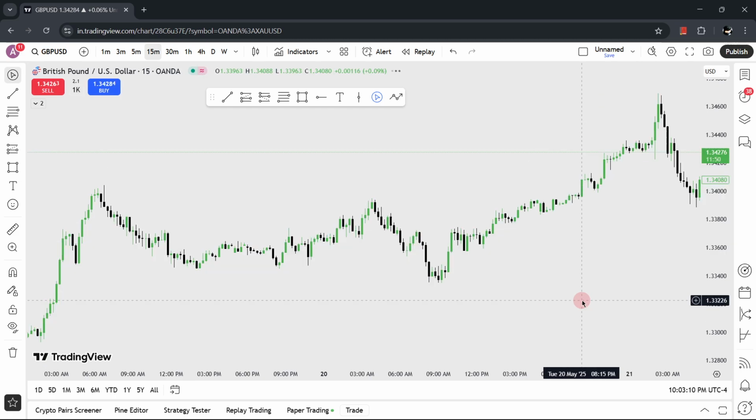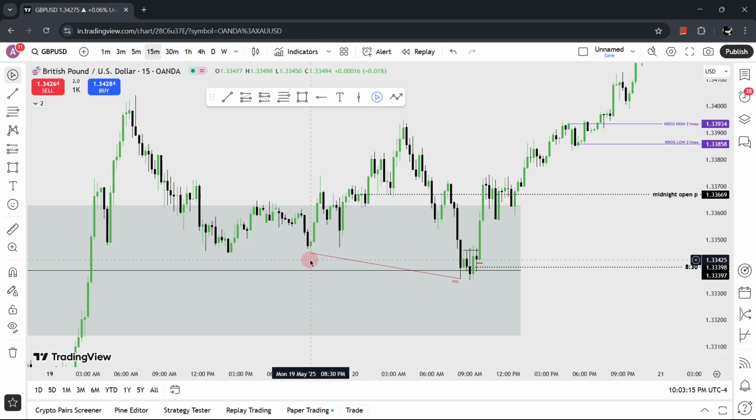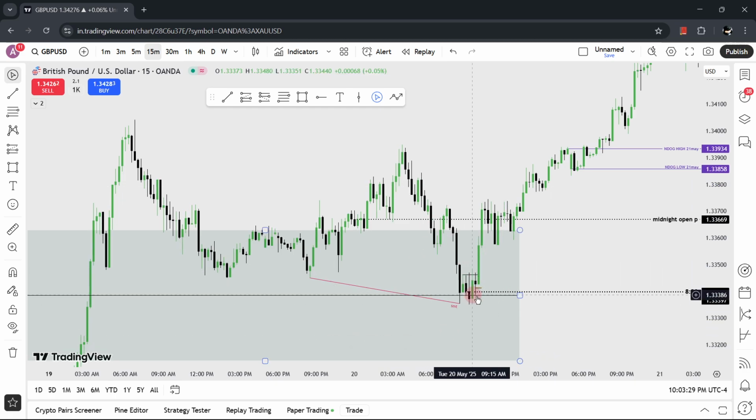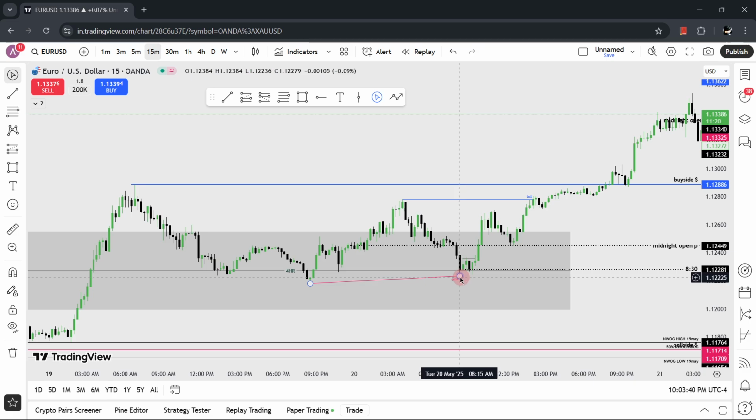I think you see this was the 8:30 low Monday. This was the 8:15 low on Tuesday, or today, the 20th. So basically what we are looking at here is that this low was taken out in GBP, but that same low was not taken out in Euro. GU was able to take out this low, but EU was not able to take out this low.